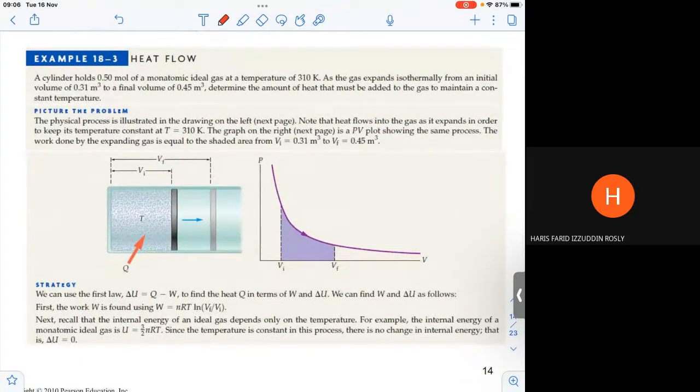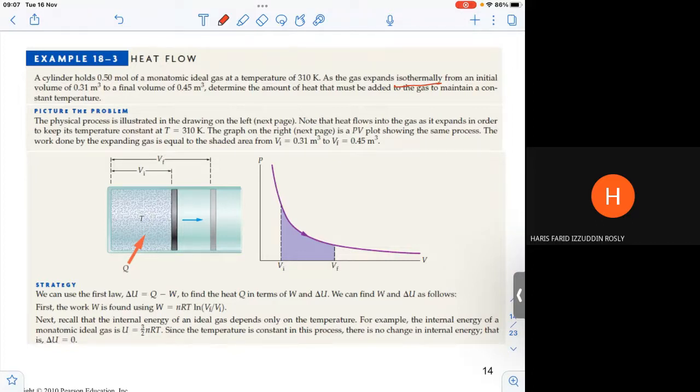Okay. A cylinder holds 0.5 mole of a monoatomic ideal gas at a temperature of 310 Kelvin. As the gas expands isothermally, you can look at the word used, isothermally, from an initial volume of 0.31 to a final volume of 0.45 meter cube, determine the amount of heat that must be added to the gas to maintain a constant temperature.